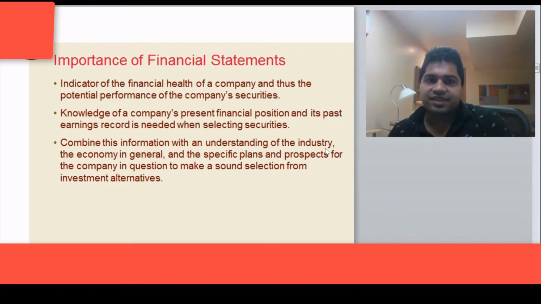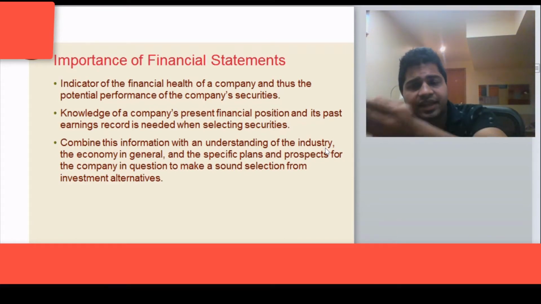Importance of financial statements. Financial statements are a way of communication between the company, the management, and shareholders. Management runs the business and, at a specific interval, generally quarterly, semi-annually or annually, communicates how the business is performing with shareholders. So it is a way of communication from management to shareholders.